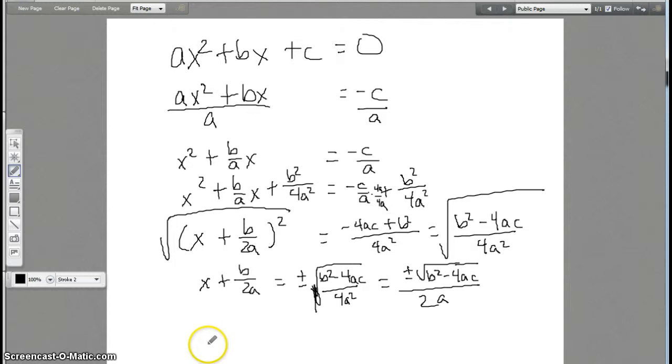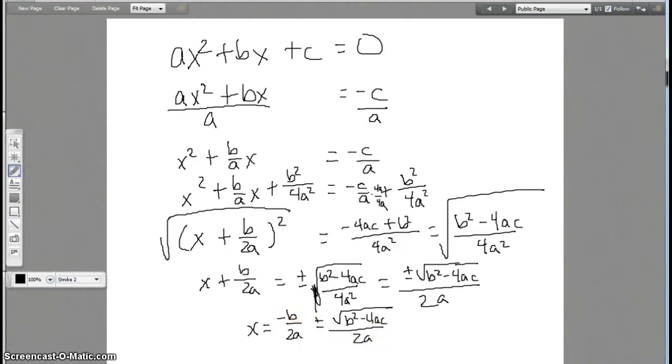Now, to get the x term by itself, I need to subtract b over 2a from both sides. So I get x is equal to negative b over 2a plus or minus the square root of b squared minus 4ac, which is over 2a.